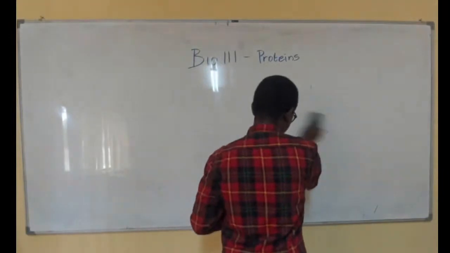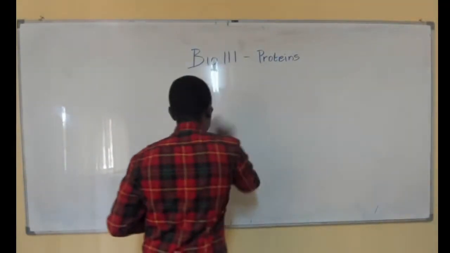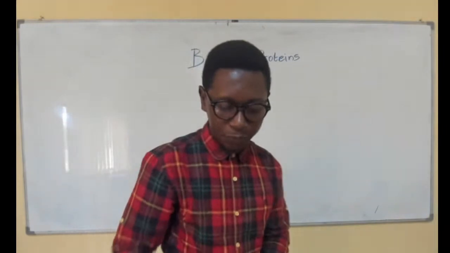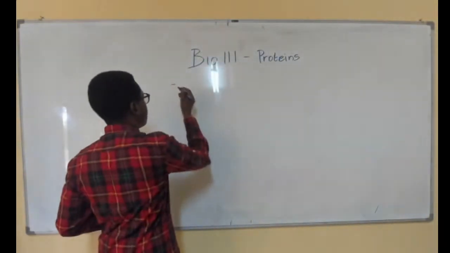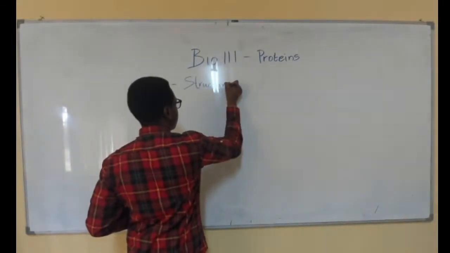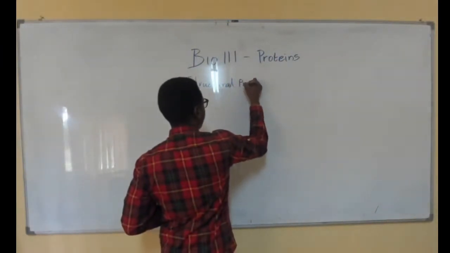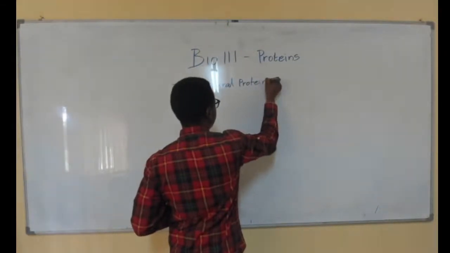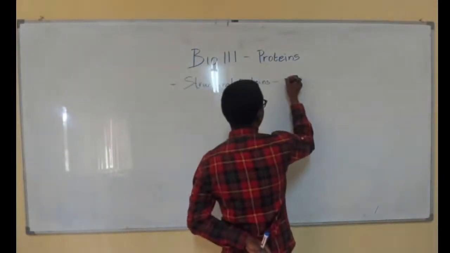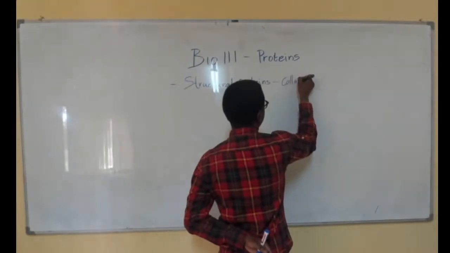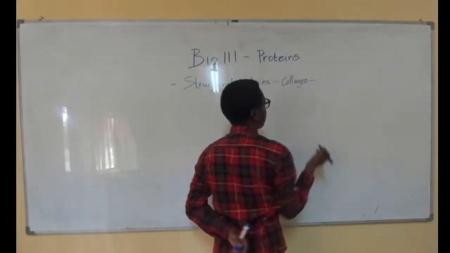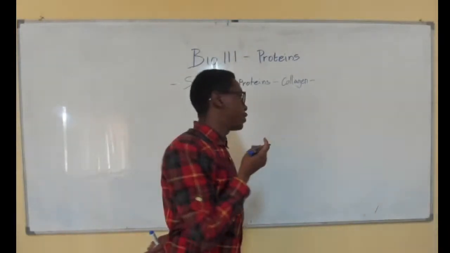So proteins have a lot of functions in the body. So first of all, we have structural proteins. So examples of structural proteins, we have collagen, which is the function. Collagen is found in connective tissue.